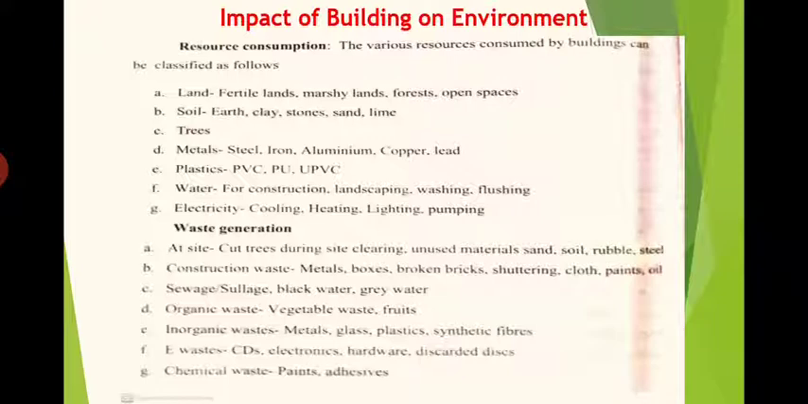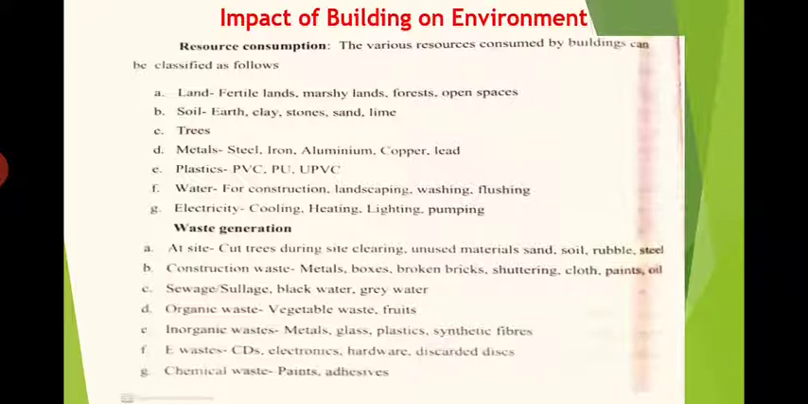The first main resource consumed by the building is land. For every building a particular piece of land is utilized, which we cannot use for any other purposes. Once used, it permanently loses its properties, so it is a long term waste. It can be fertile land, marshy land, forests, open space, whatever it may be. It is permanently used, so we cannot recover it. The second is soil, earth, clay, stones, sand, and lime.